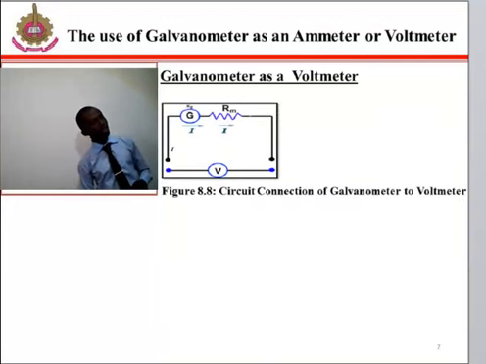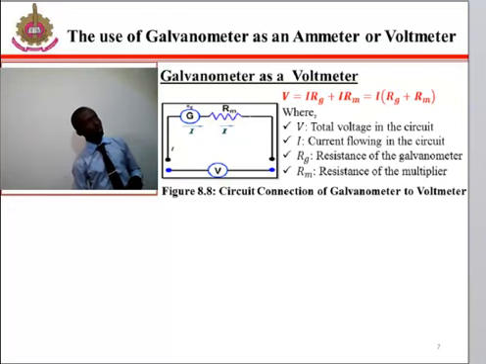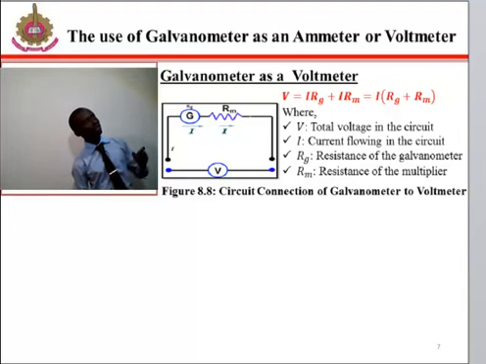From figure 8.8, by applying the techniques for resolving resistors in series, which you have learned in study session 7, the total voltage V of a circuit is given by V equals the current I multiplied by the resistance of the galvanometer plus the current I multiplied by the resistance of the multiplier. By factorizing I out, since the resistances are connected in series, the same current passes through the resistances. Therefore, V is equal to I into brackets Rg plus Rm.